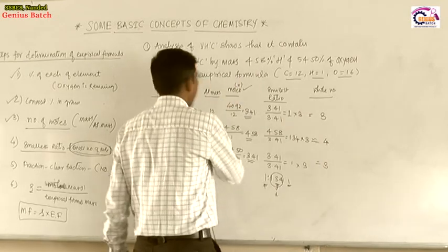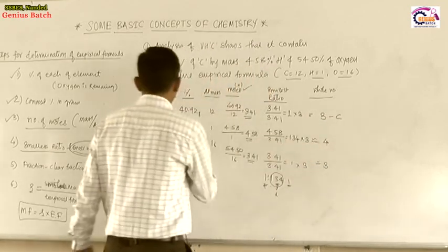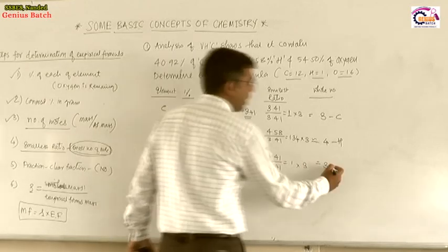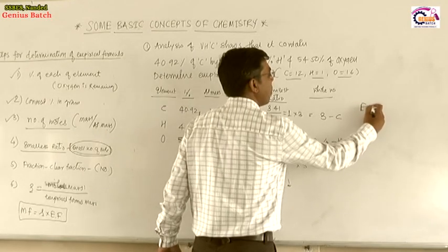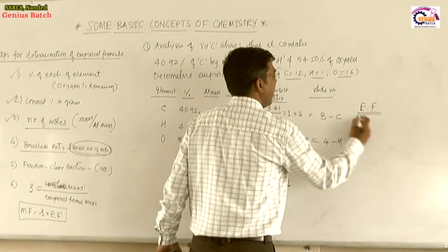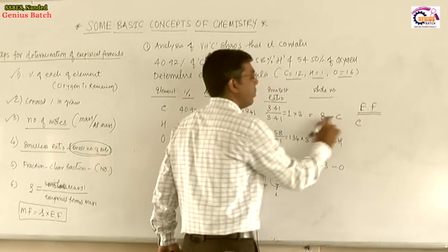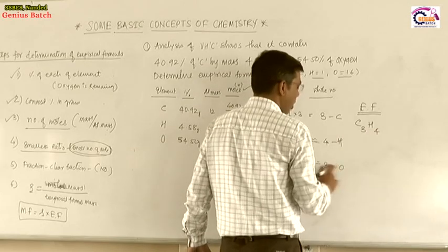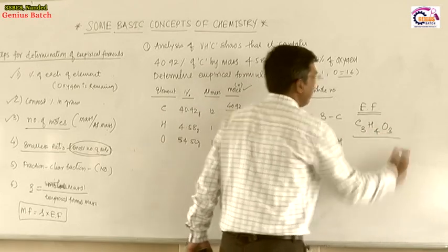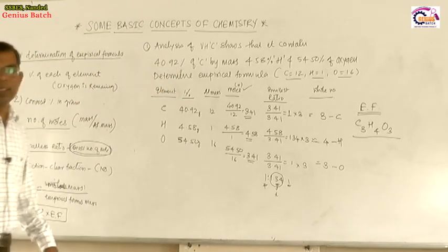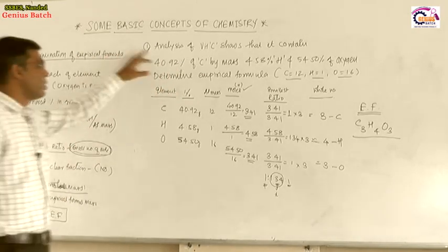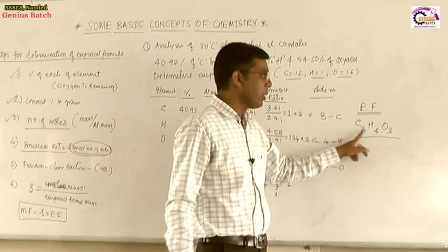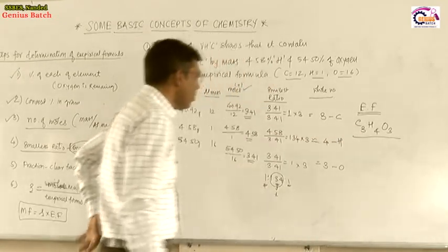So the number of carbon atoms is 3, number of hydrogen atoms is 4, number of oxygen atoms is 3. So the empirical formula, write down the number of atoms: carbon 3, hydrogen 4, oxygen 3. This is the empirical formula of vitamin C tablet. So after analysis of vitamin C we get the empirical formula C3H4O3.